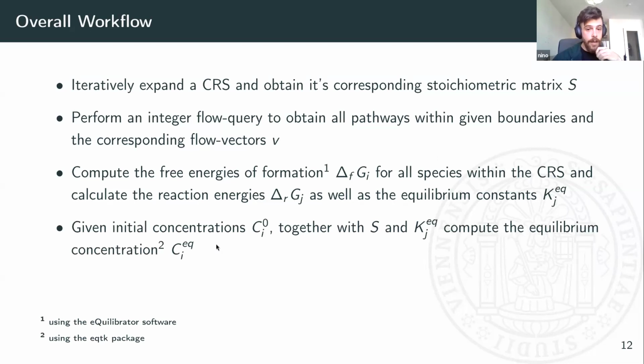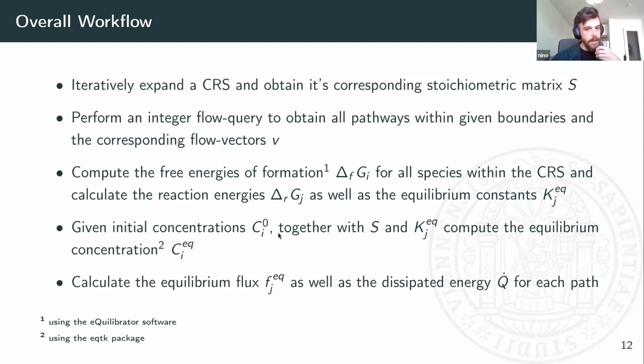And then, assuming that you have some information on the initial concentration of your educts, together with the stoichiometric matrix and the equilibrium constants, you can then compute the equilibrium concentrations. This can be done again using a software package. I've used the Python package EQTK, which basically just solves an optimization problem for these boundary conditions. And then with all this information, you can get the equilibrium flux as well as the dissipated energy for each of the pathways.